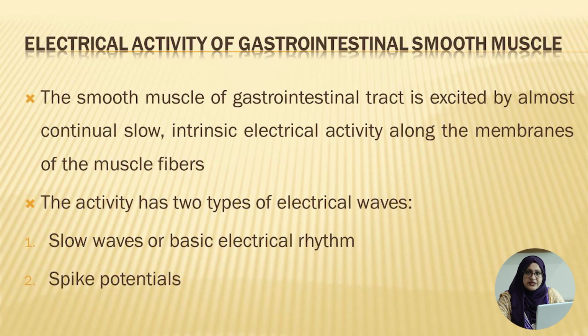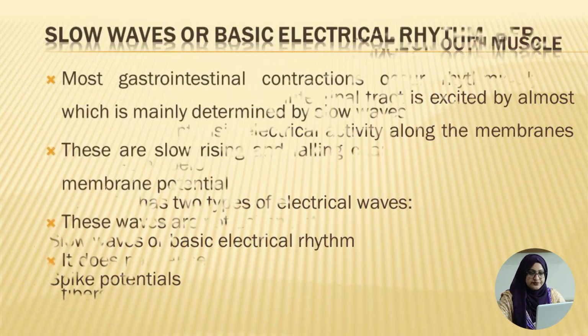Coming to the electrical activity of the gastrointestinal smooth muscle. The smooth muscle of the gastrointestinal tract shows almost continual slow intrinsic electrical activity along the membranes of the muscle fibers. The activity has two types of electrical waves. Number one is the slow waves, which are also called the basic electrical rhythm. And the second one is the spike potential.